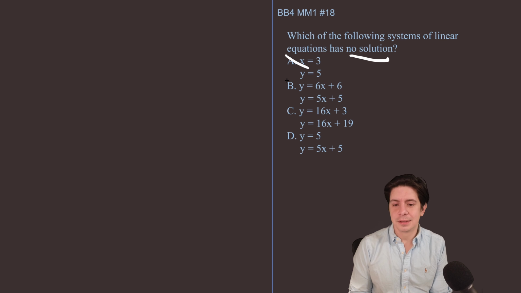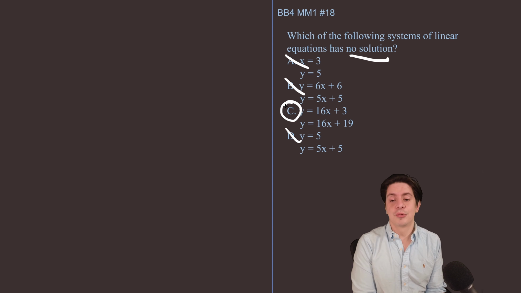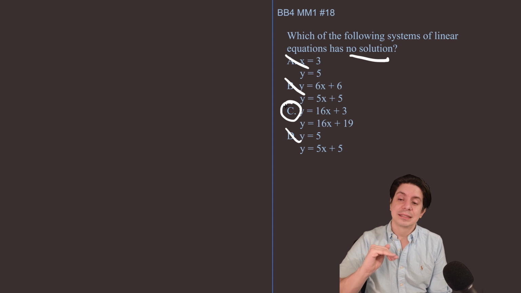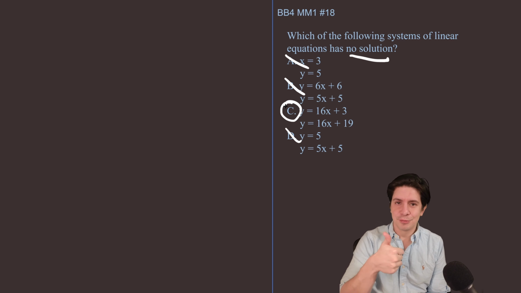This is not it. This is not it. Same slope, different y-intercept should be C, and that's not it. C, okay? Much faster than having to type out the equations. So remember that. Systems of equations, no solutions, same slope, so they're parallel, and then different y-intercepts.